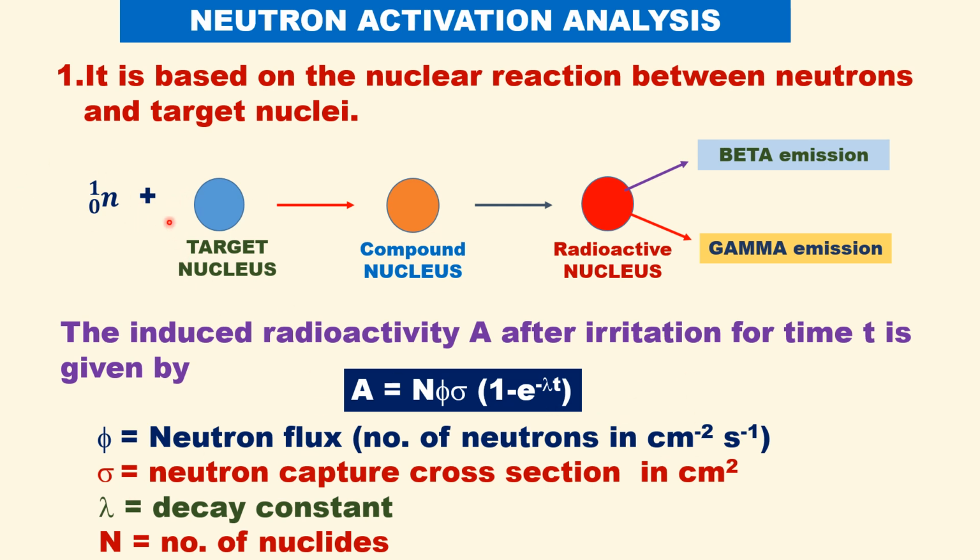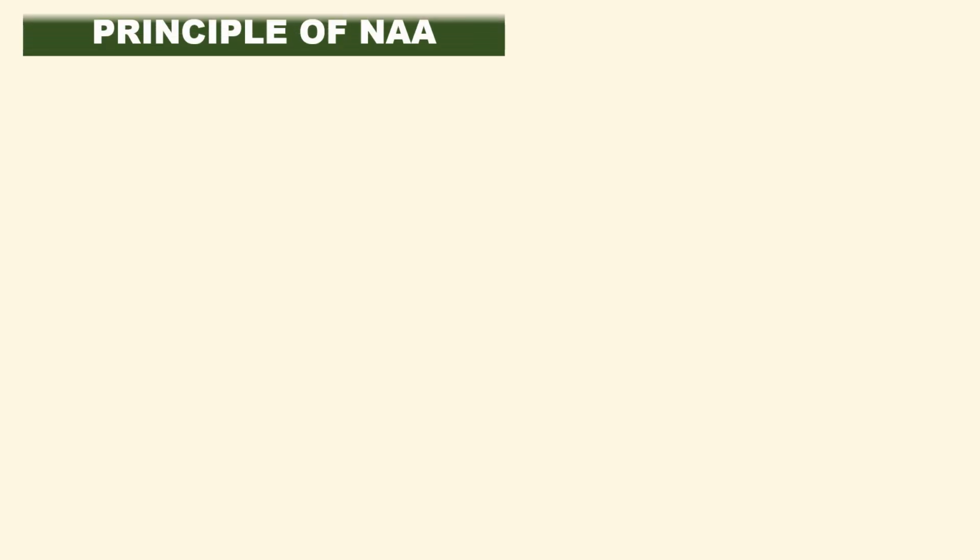And sigma equals neutron capture cross section in centimeter square. For example, if the nucleus is bigger, then the nuclear capture cross section will be more because of the size. So sigma equals neutron capture cross section per centimeter square, and lambda is nothing but the disintegration constant or decay constant. Now let us see the important features of neutron activation analysis.